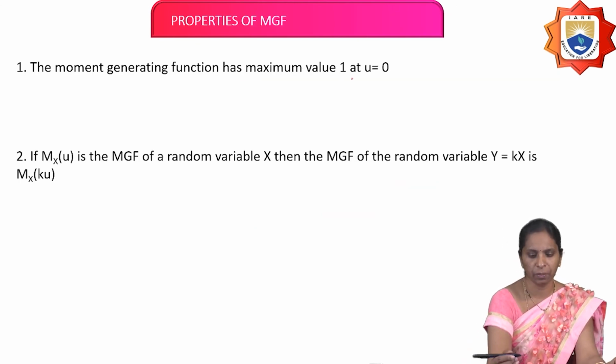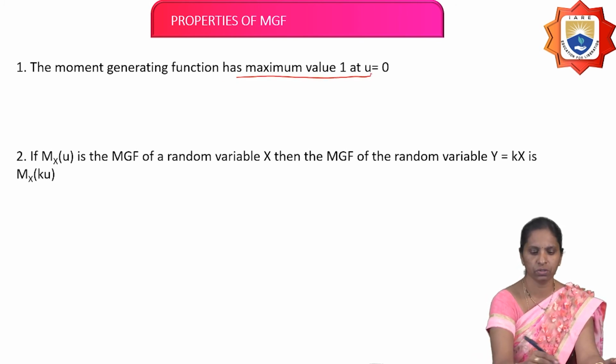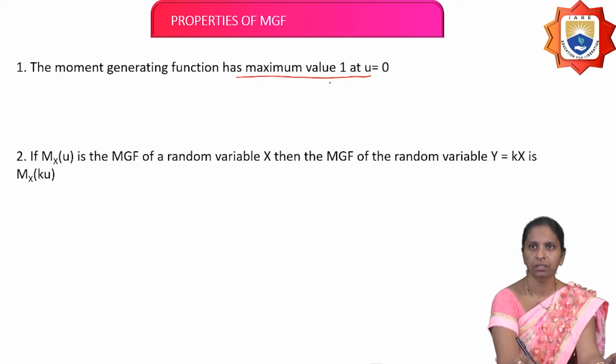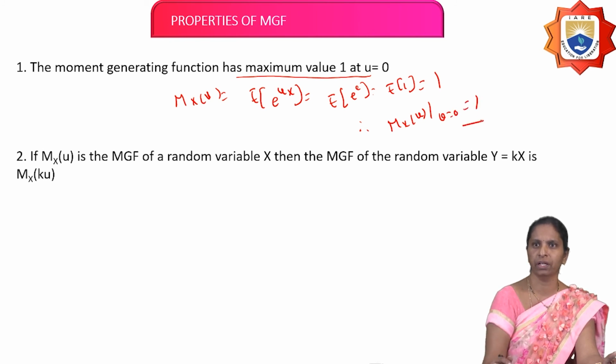Let us see the properties of the moment generating function. What is the first property? The same property as seen for the characteristic function. The characteristic function value is maximum at omega equals 0. Similarly here, the moment generating function has its maximum value at u equals 0. So M_X(u) equals expectation of e power uX. Substitute u equals 0 because you are calculating at the origin. So e power 0, nothing but expectation of 1. Therefore, the moment generating function at the origin is equal to 1. So it is always a maximum value.